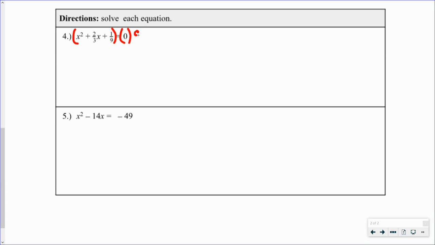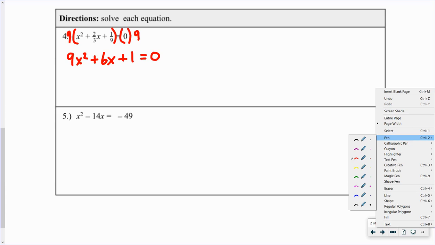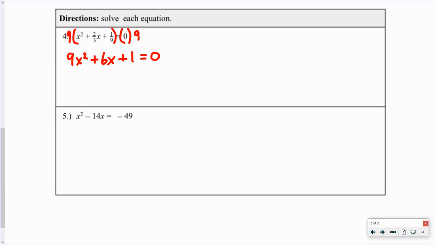That's going to give us 9x squared plus 2/3 times 9 is 6, so 6x. And then 1/9 times 9 is just going to be 1, and that equals 0. So that gives us a much nicer equation to work with. Now, I'm going to check to see if the left-hand side of this equation is a perfect square trinomial. If it is, great. If it's not, I'm going to try to factor it using the area model like I normally would.